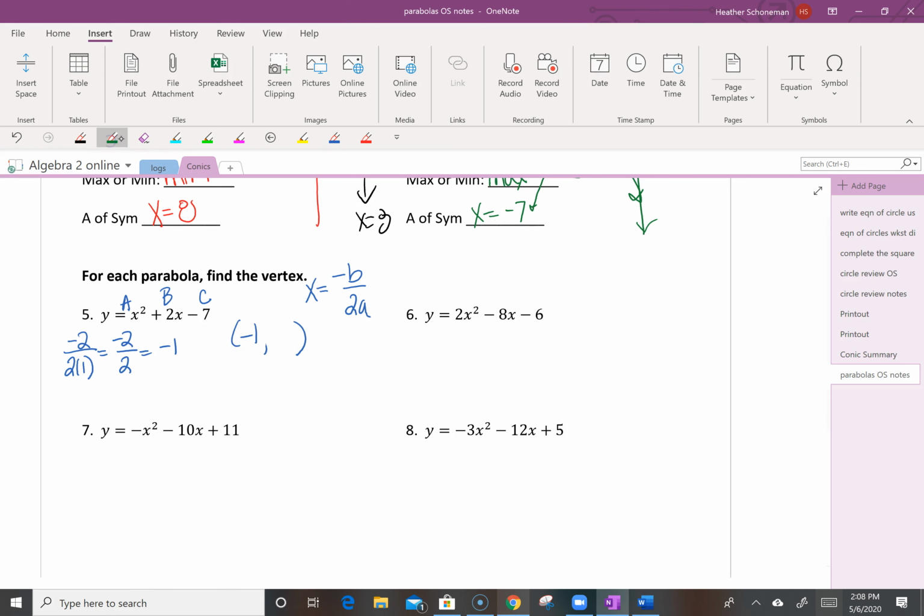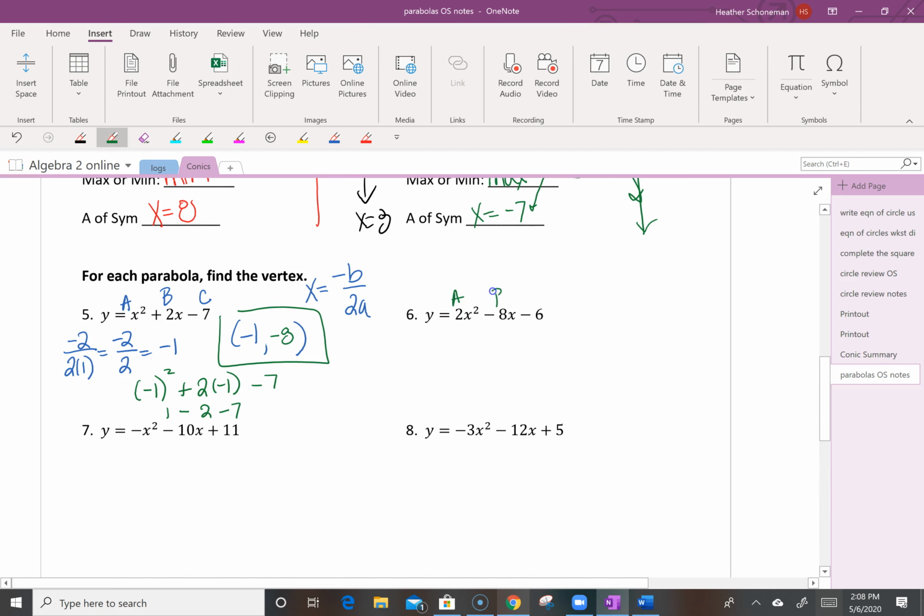What I now need to find is my y coordinate. So I'm going to take that negative 1 and plug it in. So I have negative 1 squared plus 2 times negative 1 minus 7. So this is 1 minus 2 minus 7. Well, negative 2 and negative 7 is negative 9, and a positive 1 would be negative 8. And that's your vertex.